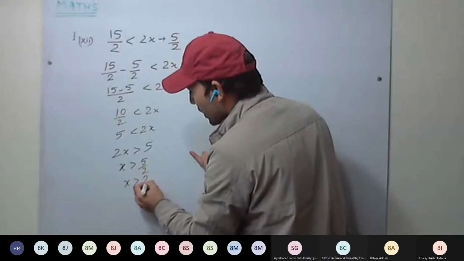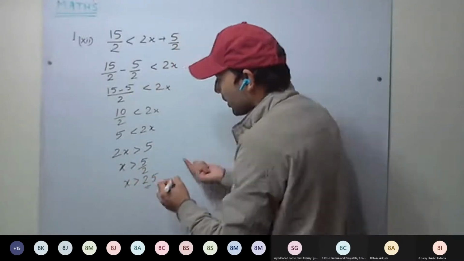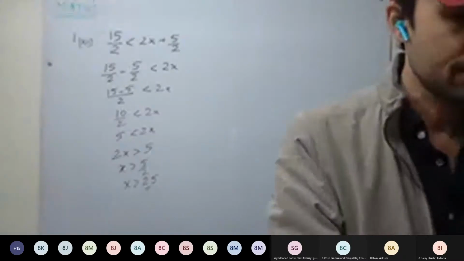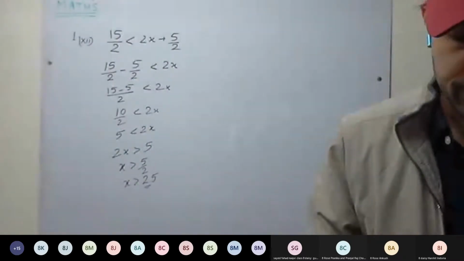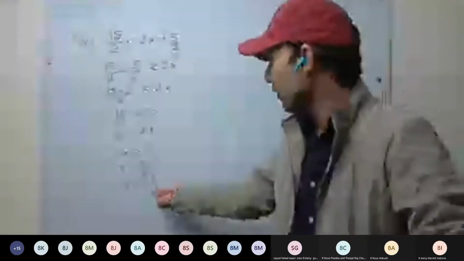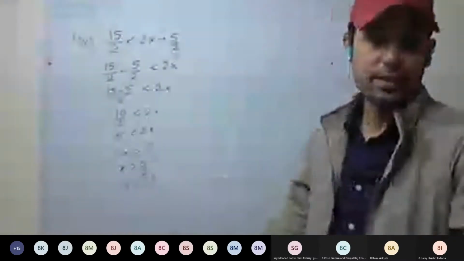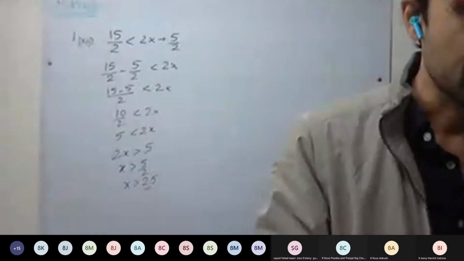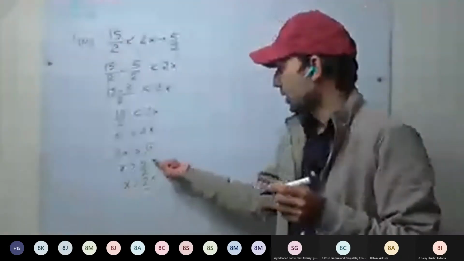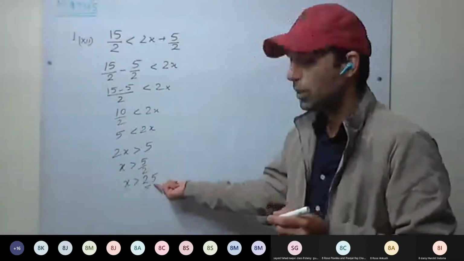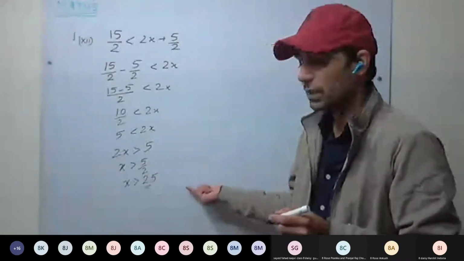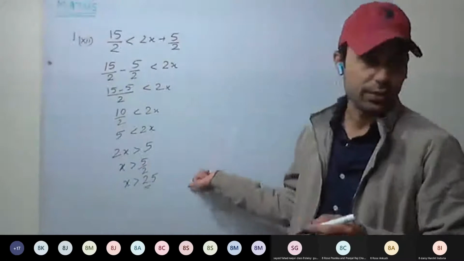x greater than 2.5. So the replacement set is 0, 1, 2, 3, 4, 5, 6, 7. So greater than 2.5: 3, 4, 5, 6, 7. Understood this one? So whenever a fraction comes, convert it into decimal. Now greater than 2.5: 3, 4, 5, 6, 7. That will be the answer.